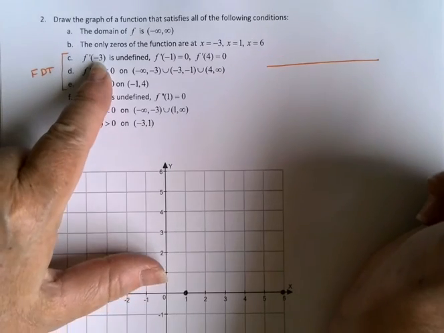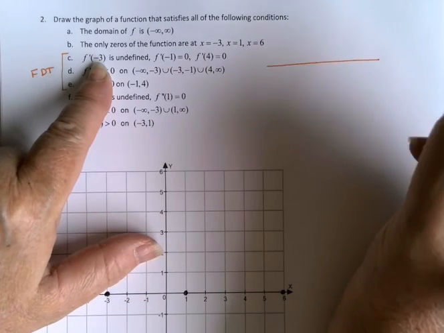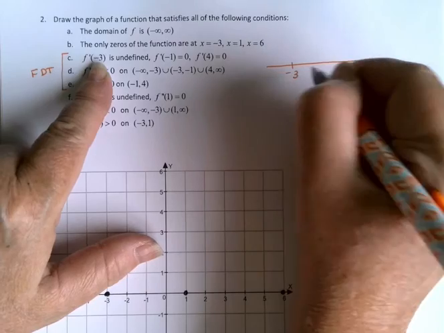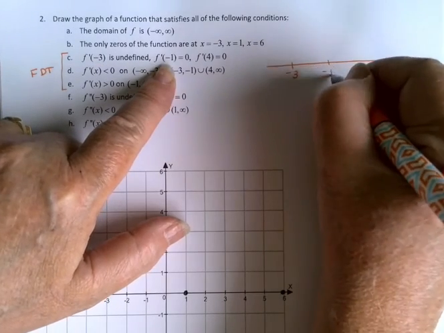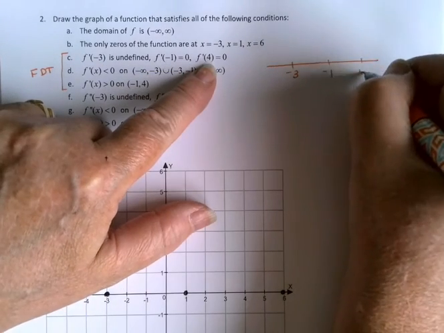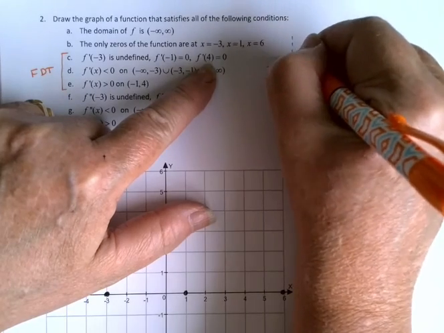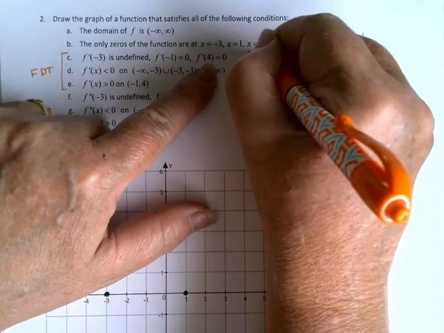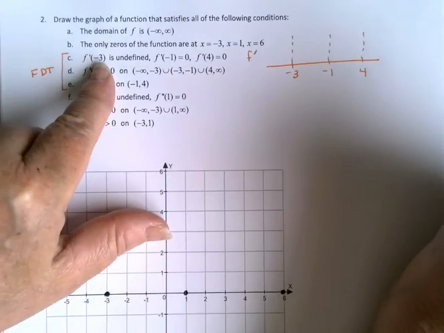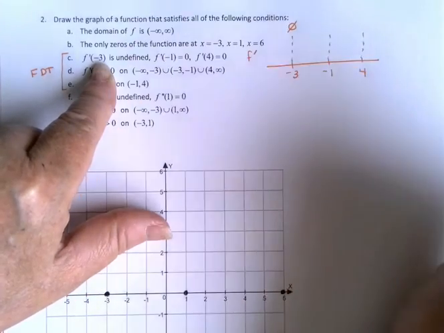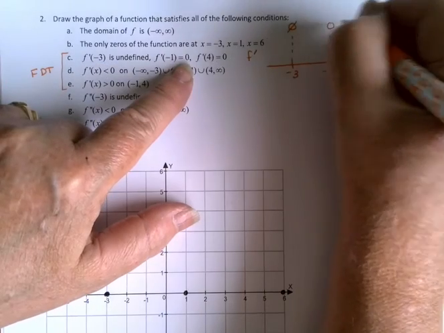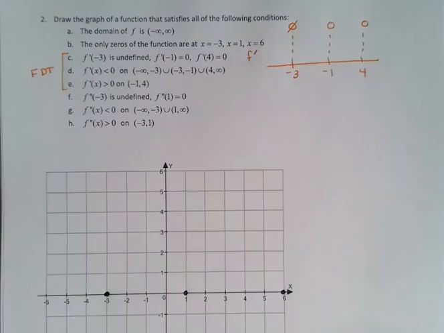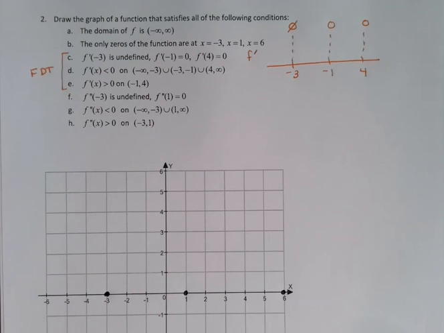It looks like we have several critical values. Negative 3, negative 1, and 4. And at negative 3, the first derivative is undefined. It's 0 at the other two. So I'm going to keep that one in mind because that's probably going to be a vertical tangent line.